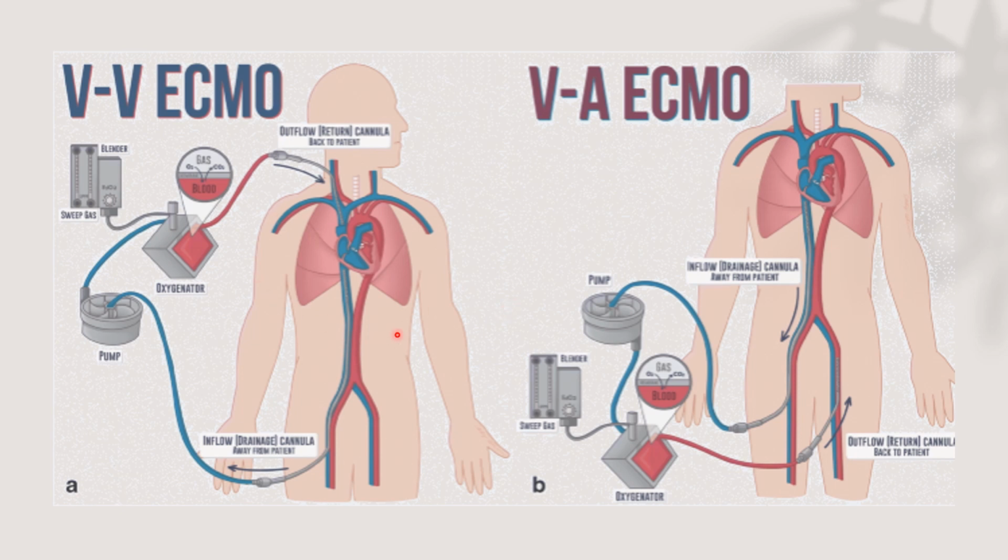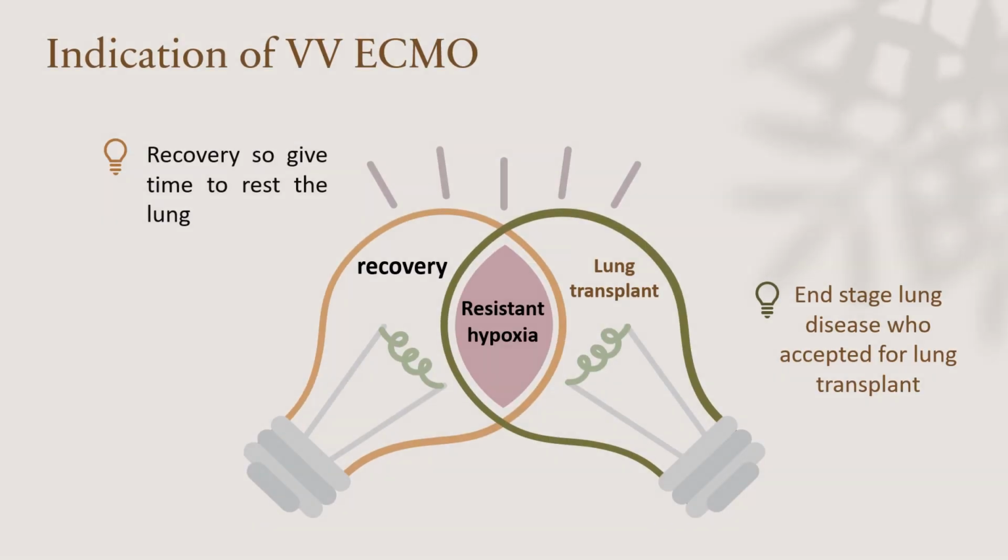Or from the start, we will use veno-venous ECMO for a patient who has resistant hypoxemia, and we will explain that later. So what are the indications of veno-venous ECMO? For a patient with resistant hypoxemia, if the patient is a candidate for lung transplant or has another chance for recovery. For recovery, we give the patient time to rest the lung, and for lung transplant, in end-stage lung disease, the patient must be accepted for lung transplant.